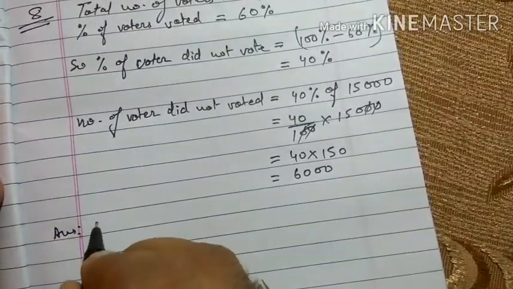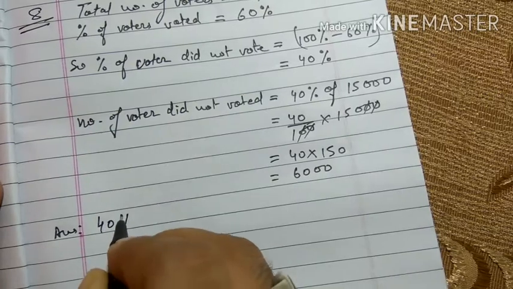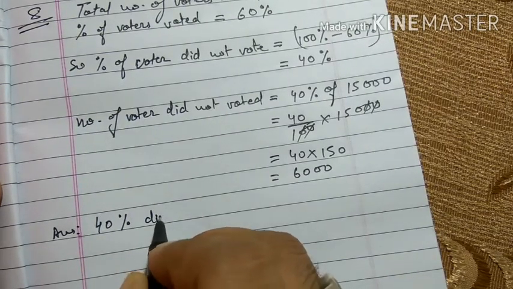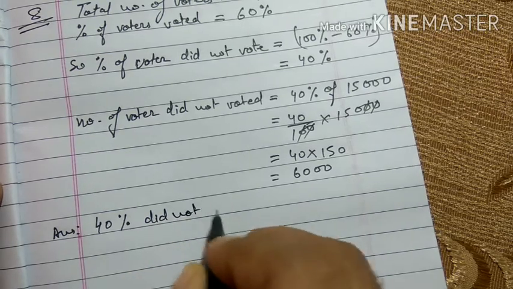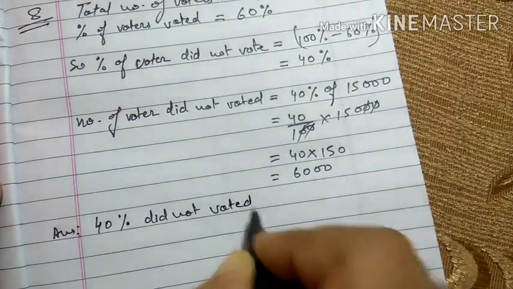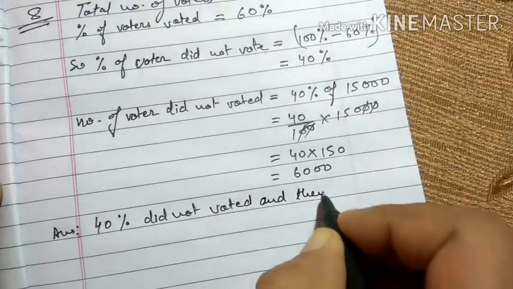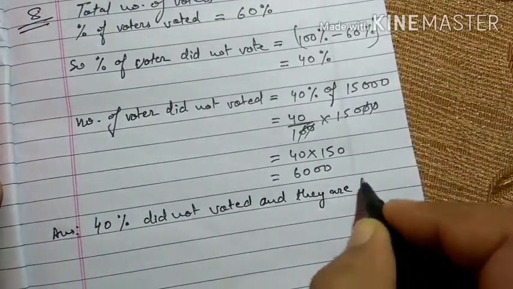40% of voters did not vote, and they are 6,000.